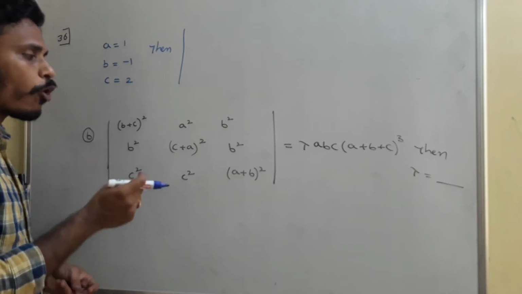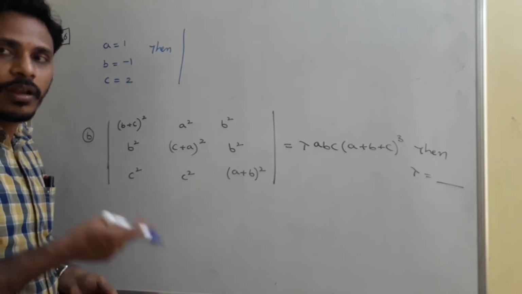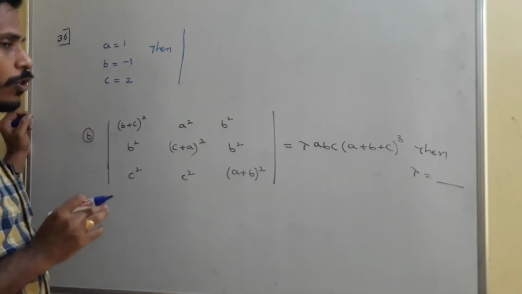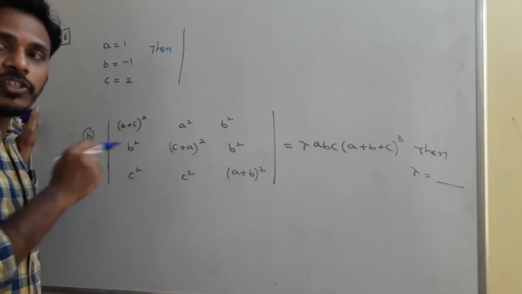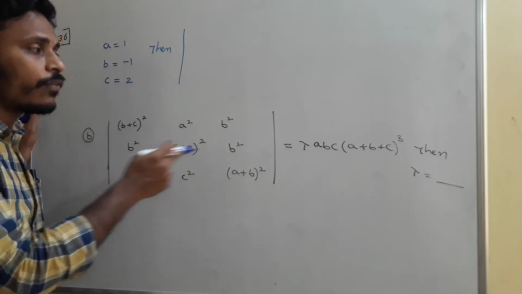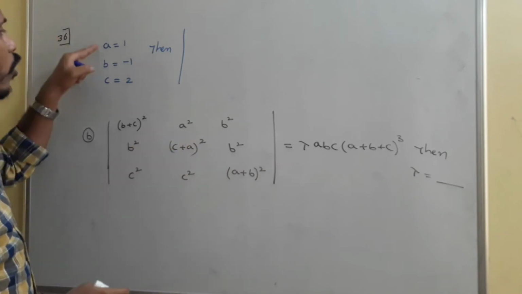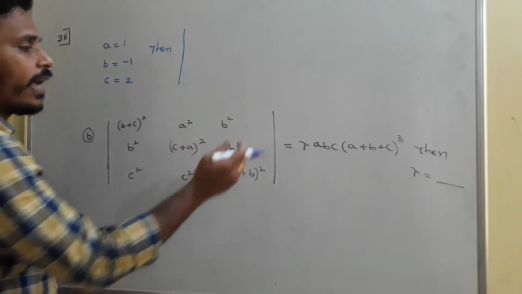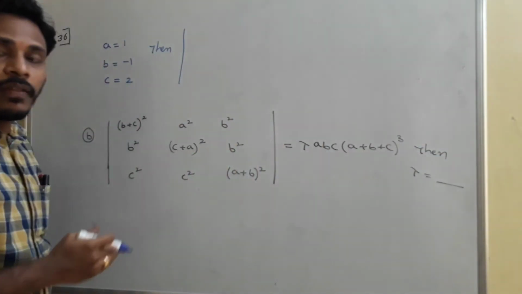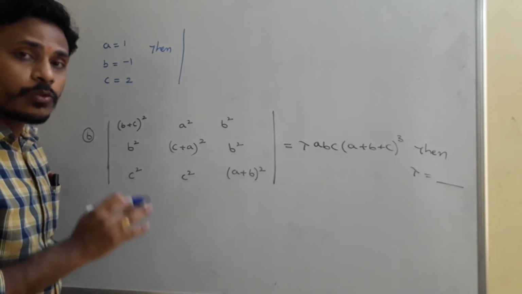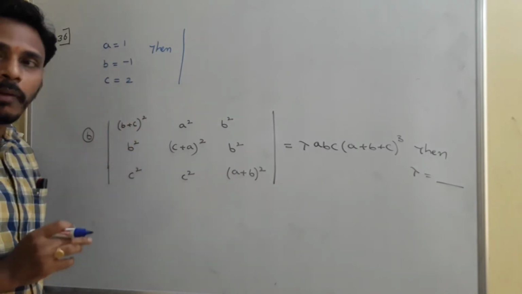To do the problem in the simplest way, you need to choose smaller numbers, and that's why I am choosing 1, minus 1, 2. If there is a possibility, I will take 0 also, but here I don't have that chance, because if any one of these three values is 0, the right side is directly 0. Then how can I find lambda? That's why I am taking these small numbers 1, minus 1 and 2.